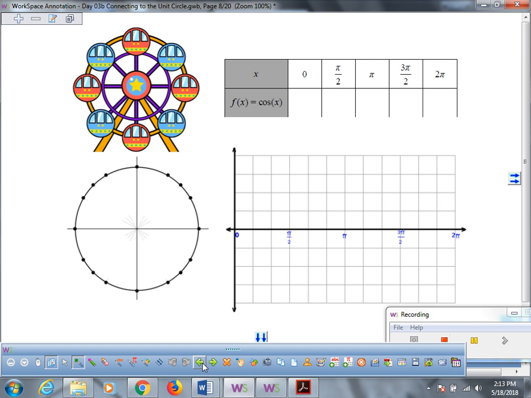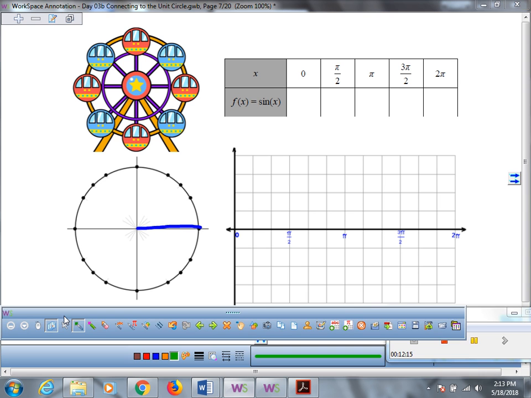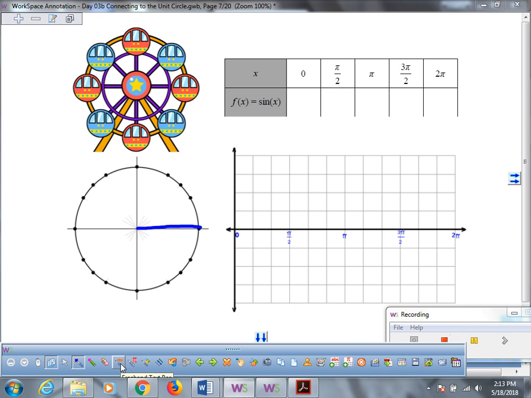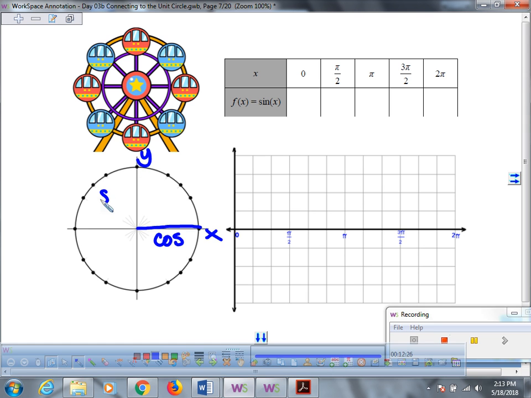Okay, so let's go back to here. And yesterday we just talked a little bit about the fact that this is my x and this is my y. So we know cosine is x and sine is y. Correct? We talked a little bit about that.